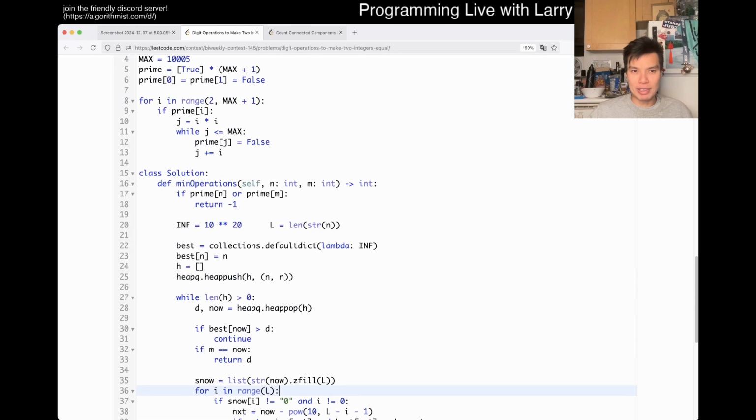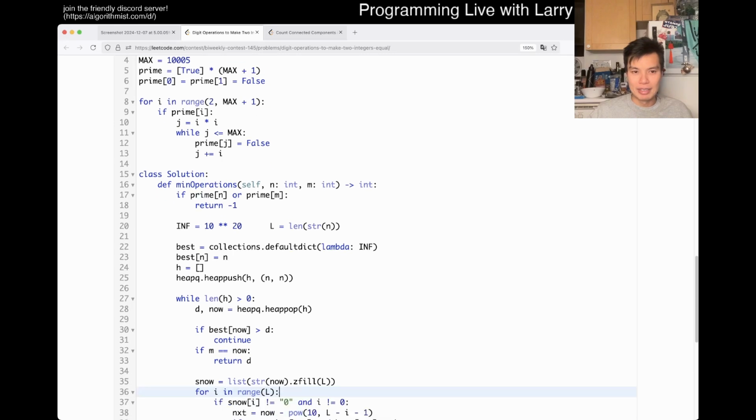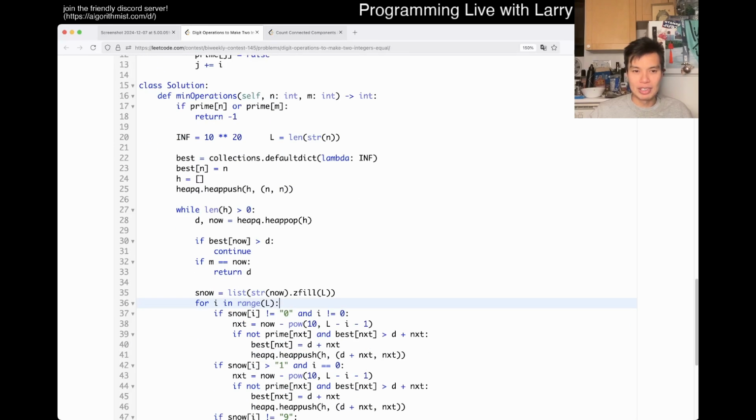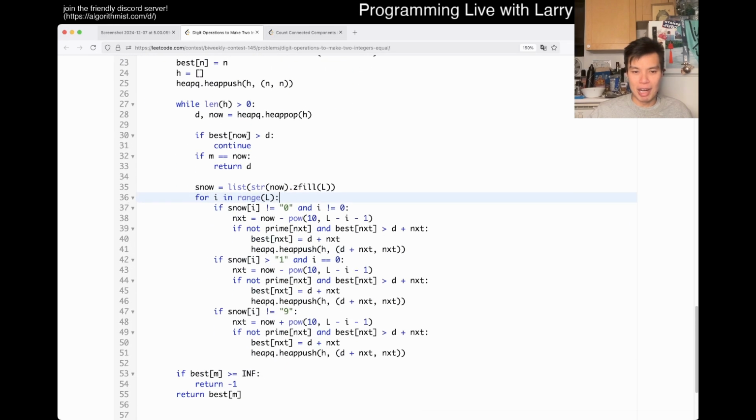That's pretty much all I have. I'm going to show you the code one more time. This is the prime sieve on top, this is the top portion of the main code, and this is the bottom. And that's pretty much it. That's all I have for this one.